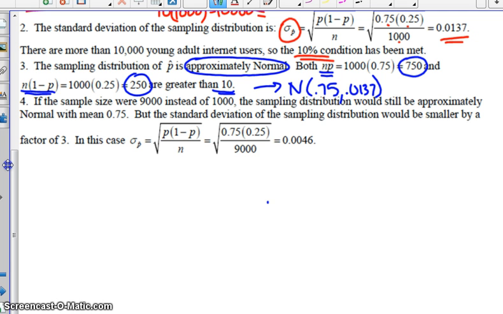Now, if I change my sample size, one of the things we've talked about many times is how if I increase my sample size, I shrink my spread. So I'm increasing it to 9,000, that's going to decrease my spread. Nothing else is going to change. But I have to recalculate my standard deviation, where the only thing that changes is my sample size.